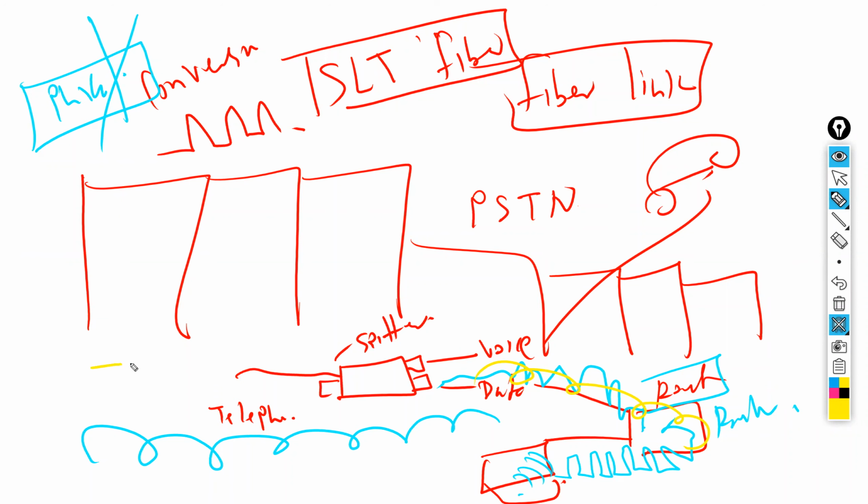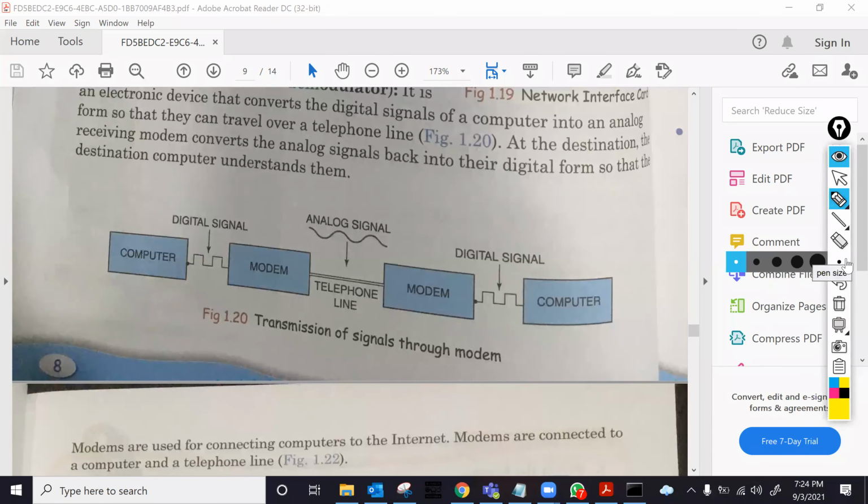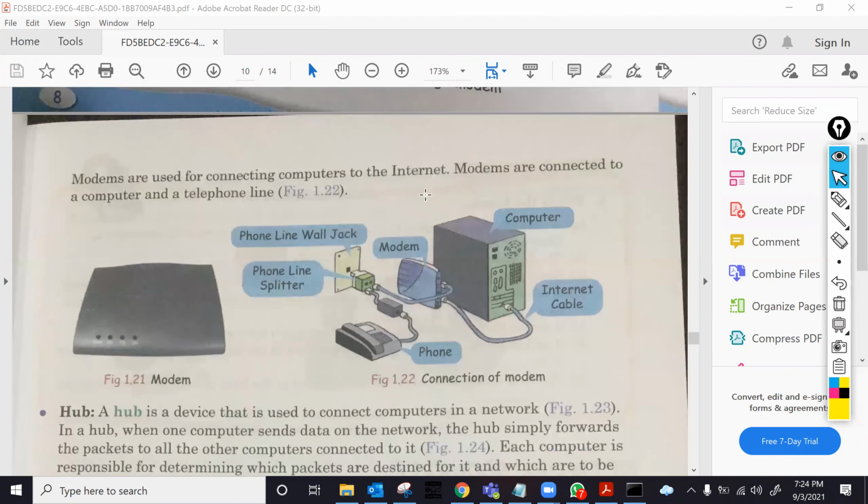Normally, Baba, the telephone line is a single cable. It connects to the splitter. Splitter means we are taking one and separating. So here from the splitter, we are separating our voice signal and the data signal. Right? This is a very good point, Baba. You have to understand.